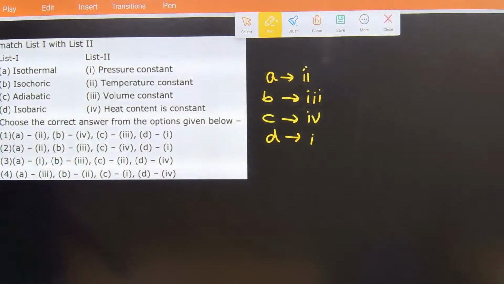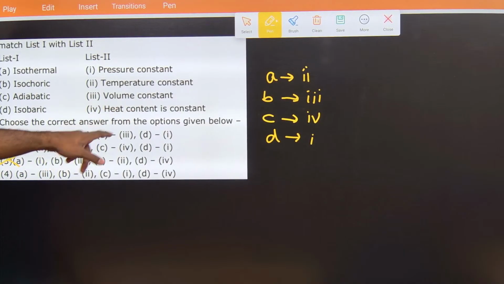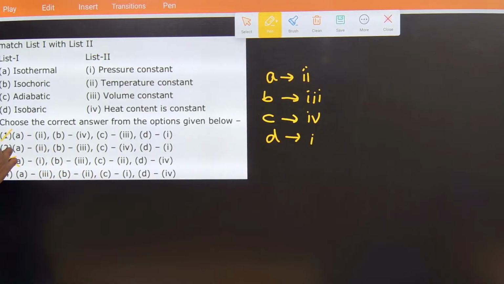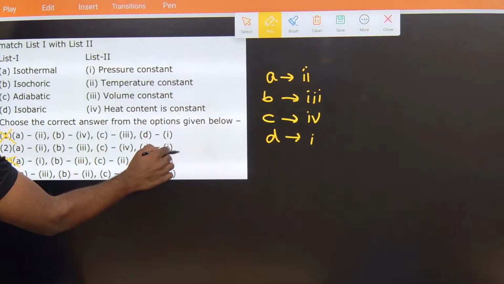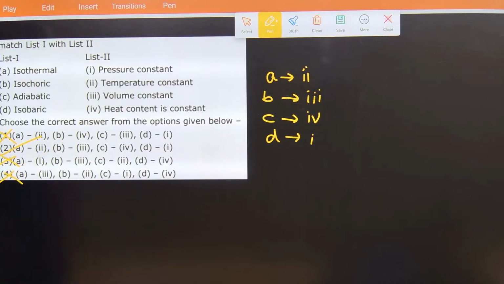So which of the correct option is given here? A is 2, okay, I can eliminate option 3, B 3, no. So I can eliminate option 4 as well as 1. So option 2 is the answer. C is 4 and D is 1. Option 2 is the answer.